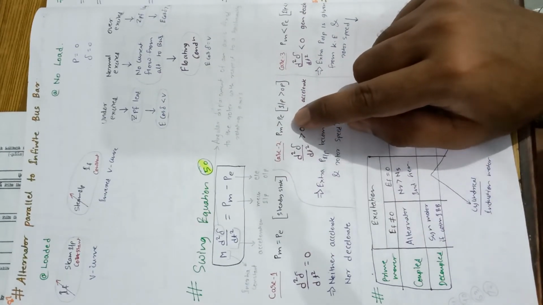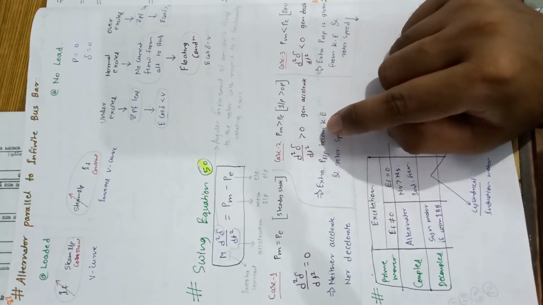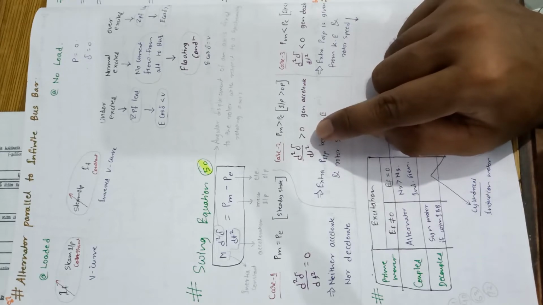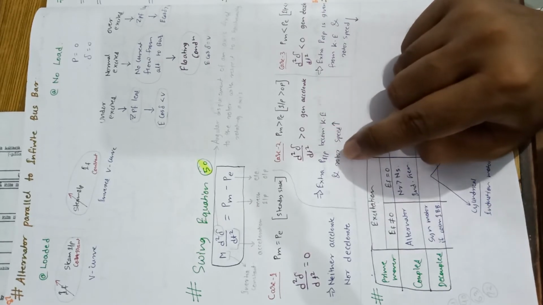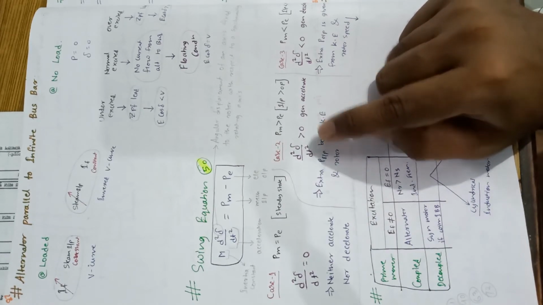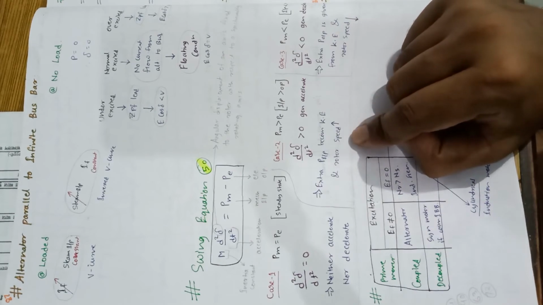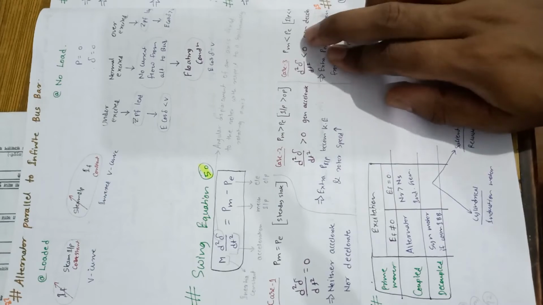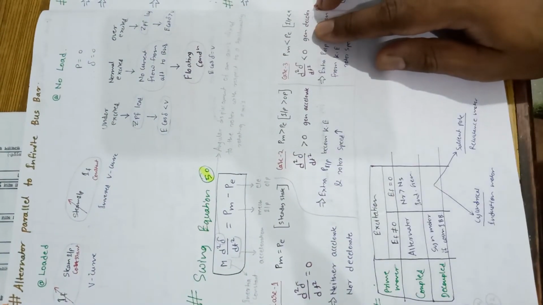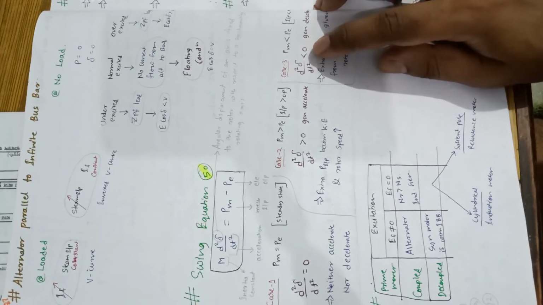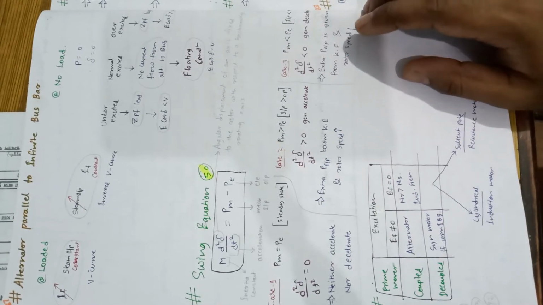Case 2: when P_m is greater than P_e, that is input is greater than output, the machine will accelerate. d square delta upon dt square will be greater than 0, and the generator will accelerate. Whatever input is given goes to the output, and the extra input becomes kinetic energy, so rotor speed will increase. In the third case, P_m is less than P_e, input is less than output, so d square delta upon dt square will be less than 0 and the generator will decelerate. The extra power output is supplied from kinetic energy and rotor speed will decrease.